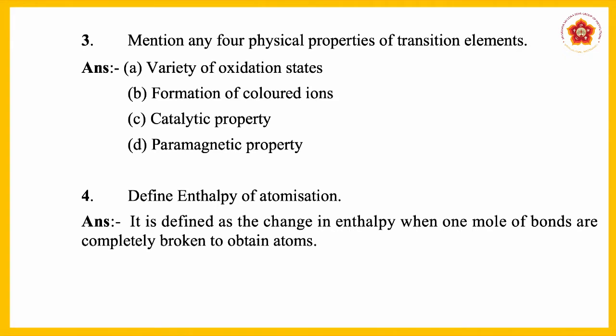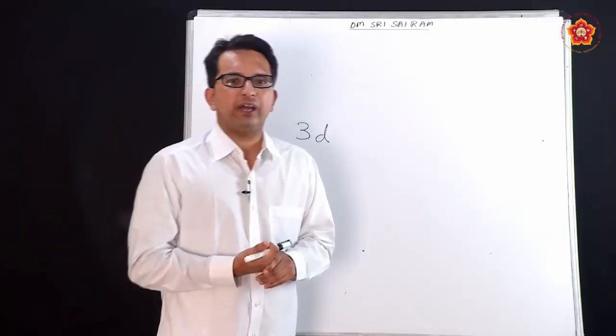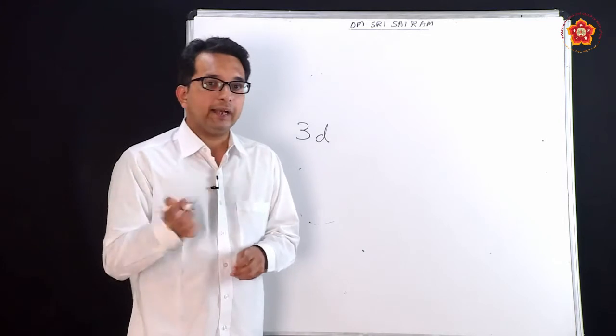And finally, the last question: define enthalpy of atomization. So, what is atomization? It is the process where 1 mole of a compound is either completely broken or brought together. So, for definition's sake, we can define it as the change in enthalpy when 1 mole of a compound is broken to form its individual specific atoms. So, these were some of the questions that we had in the earlier segments.